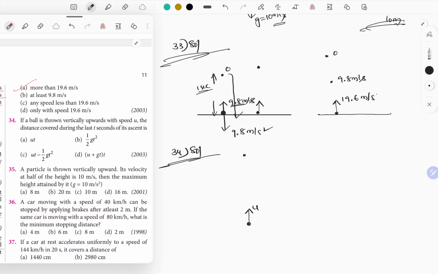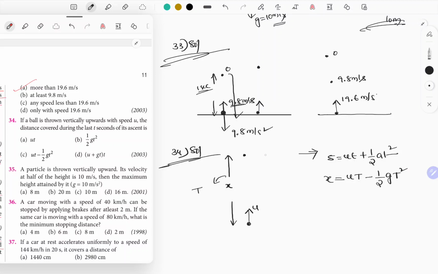Last t seconds, okay. Let us say it travels a maximum height of, let's say, x, and the time taken to reach maximum height is going to be capital T. Let me find that out. s is equal to ut plus half a t square. You can use that formula. s is going to be x here. Initial velocity with which you are throwing is u. Total time is going to be capital T. a is minus g, so ut minus 1 by 2 g t square.